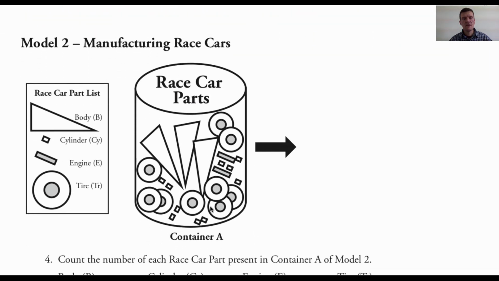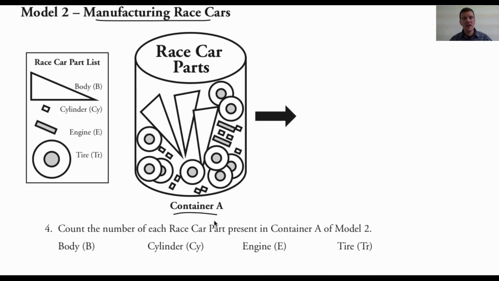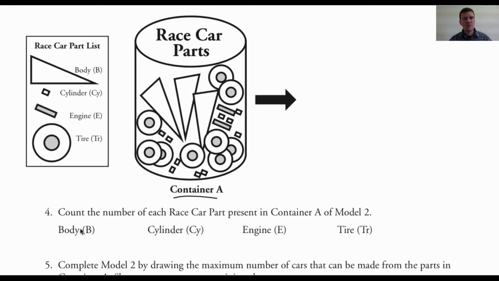Okay, now we have basically a model here where we're going to put together a car. Again, we are reminded of the parts, and here in this container we have a whole collection of different parts. Just a mishmash of parts, and we're going to try to figure out if we can make any cars out of this collection of parts in container A. So number 4 says count the number of each race car part present in the container A of Model 2.